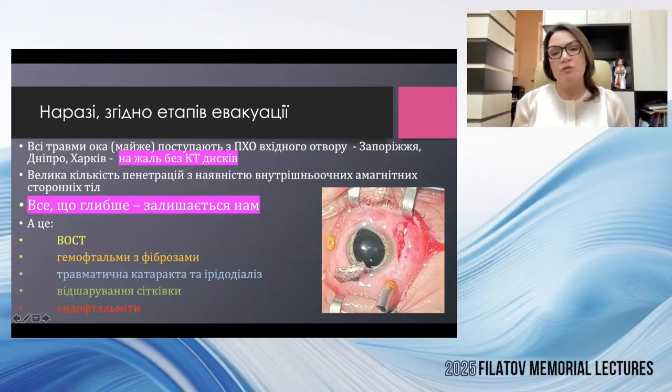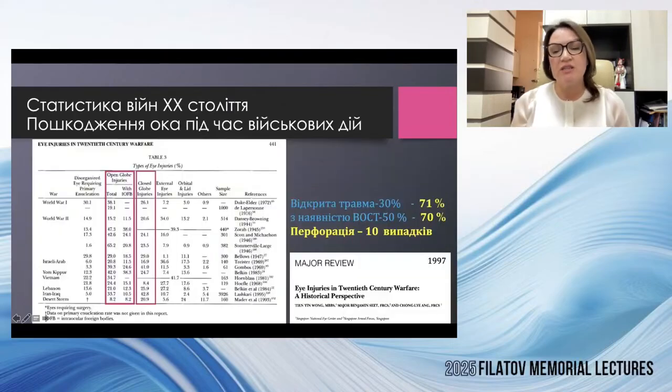According to the evacuation template, the patients with processed incoming wounds are coming to us. They are coming from the war zone hospitals. However, we are dealing with deeper traumas, namely hemophthalmos with fibrosis, traumatic cataracts, retinal detachments, displacements, endophthalmitis, and foreign bodies.